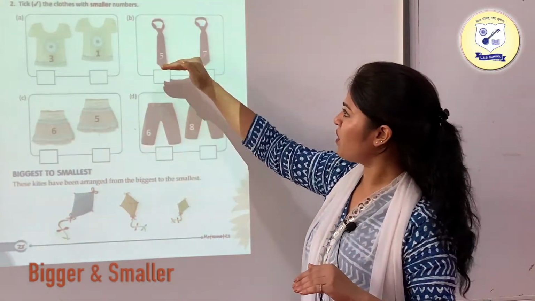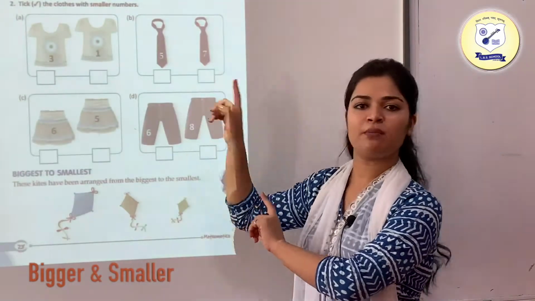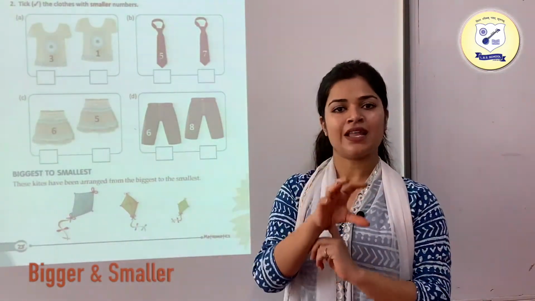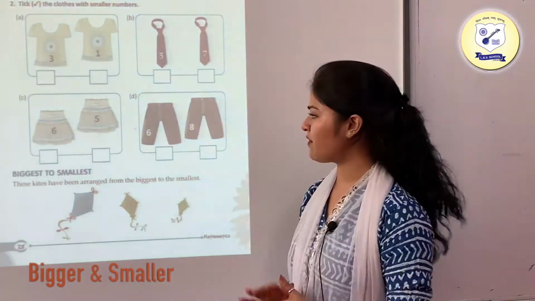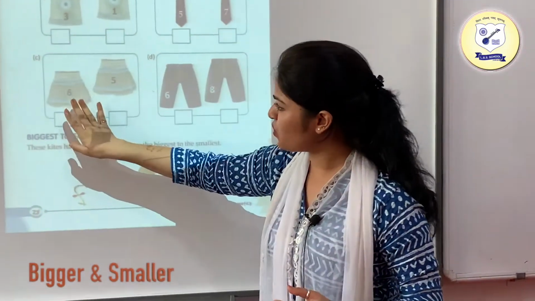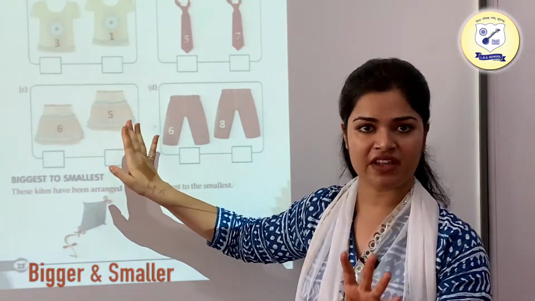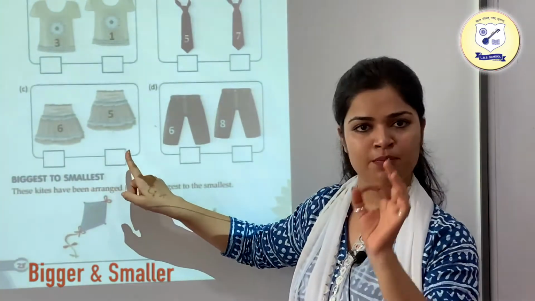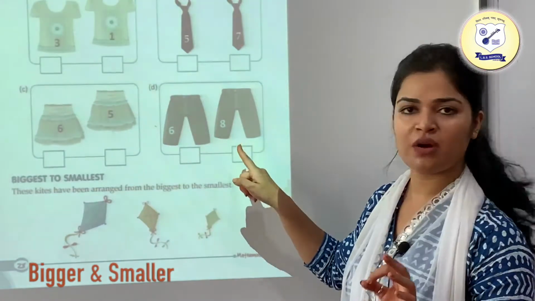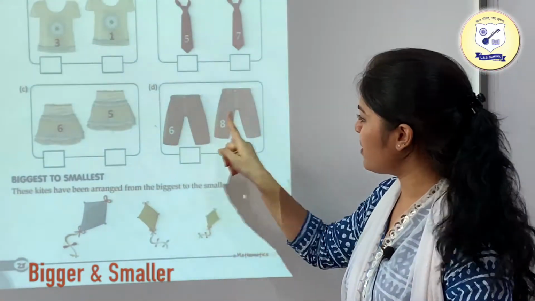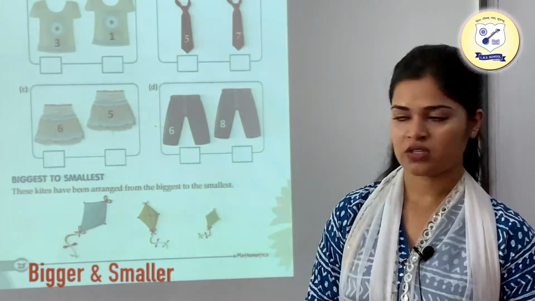Similarly, when moving to this one, we have two numbers, 5 and 7, and among these two numbers, which one is the smaller number? That is 5. So we will put a tick in this given box. Similarly, we have two numbers again, 6 and 5. Among 6 and 5, the smaller number is 5, so we put a tick in this box. Now again we have two numbers, 6 and 8, and among these two numbers, 6 is the smaller number. So we are going to tick this box.